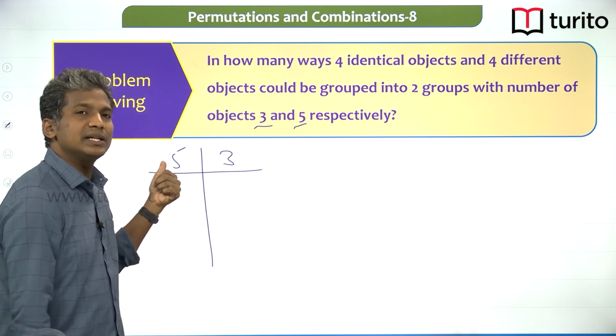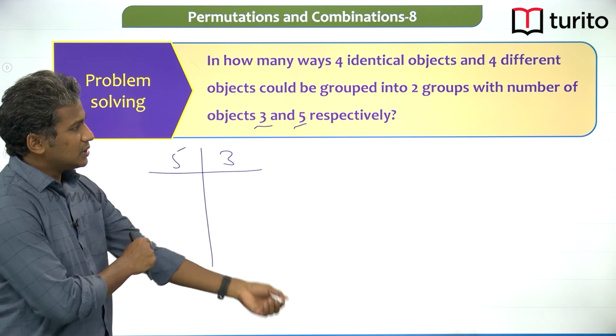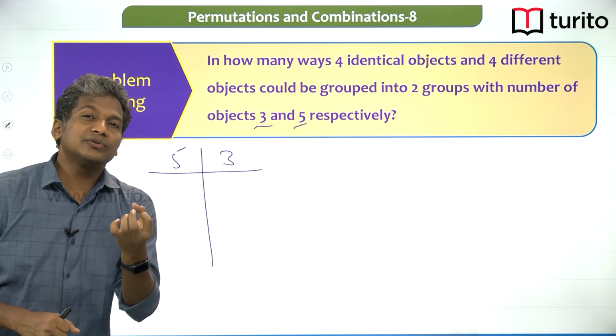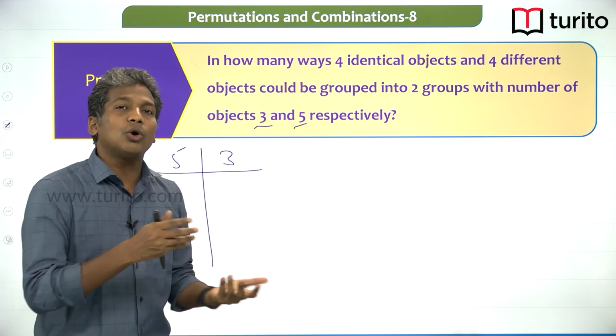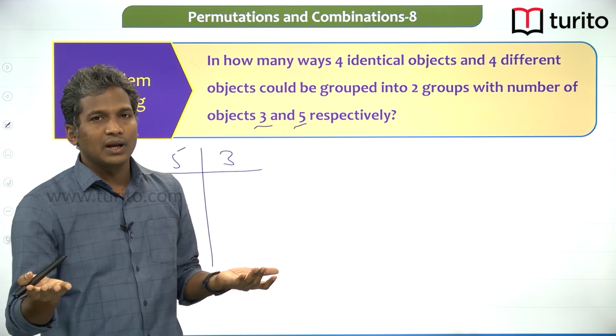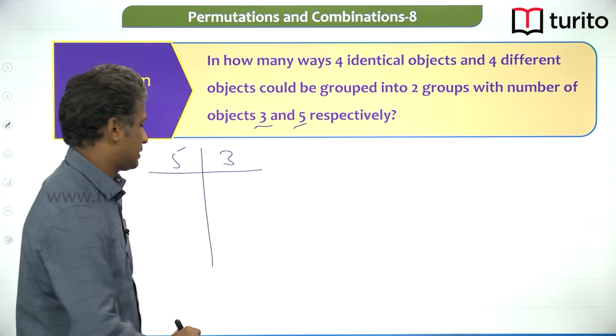So, going to 5 is going to complicate. So, let me take only this 3 case. Whenever I am talking about this group of 3 objects, all 3 could be identical or all 3 could be different also, and there can be a middle ground also. So, we are going to list down all those cases.